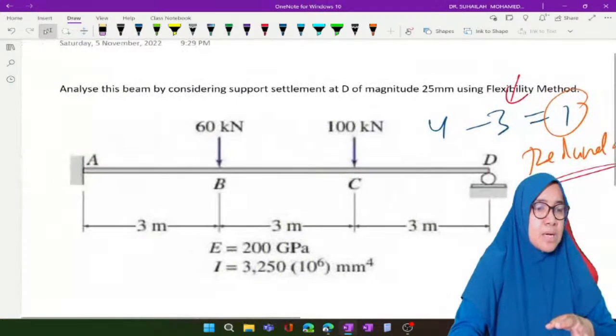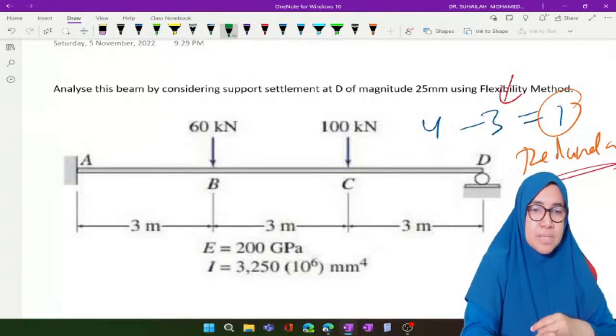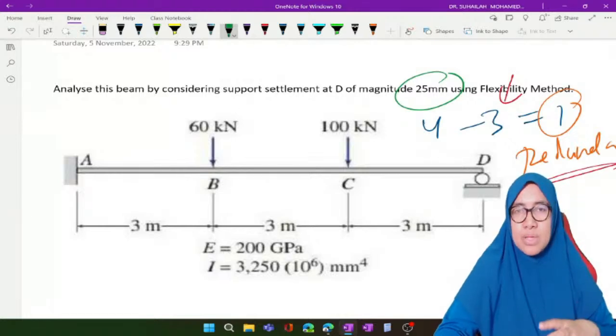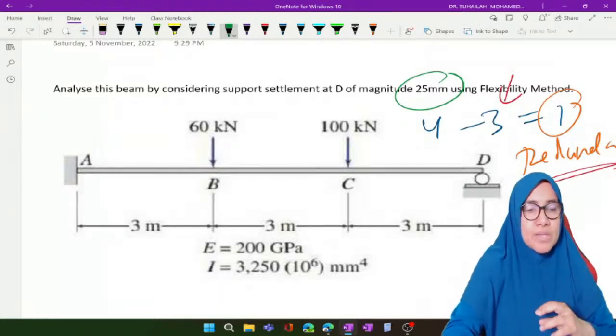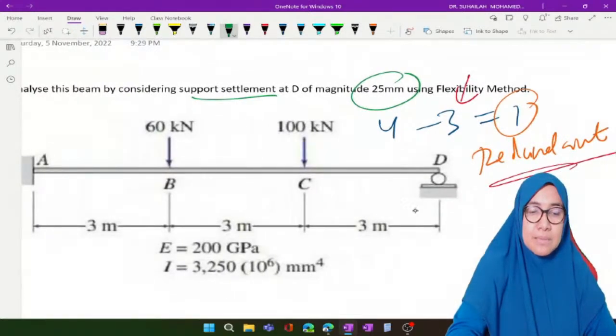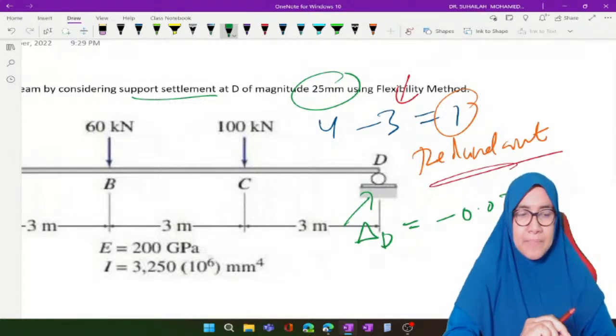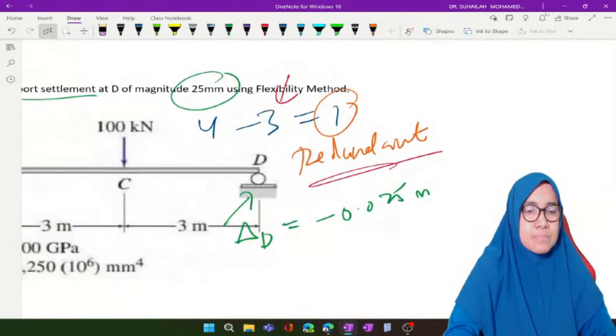In this question, we need to consider support settlement at support D of magnitude 25 mm. Always remember, support settlement occurs in the actual system. Delta D is equal to negative 0.025 meter.